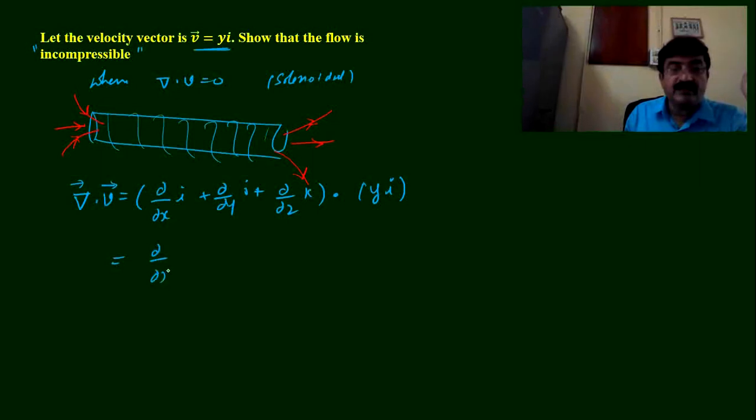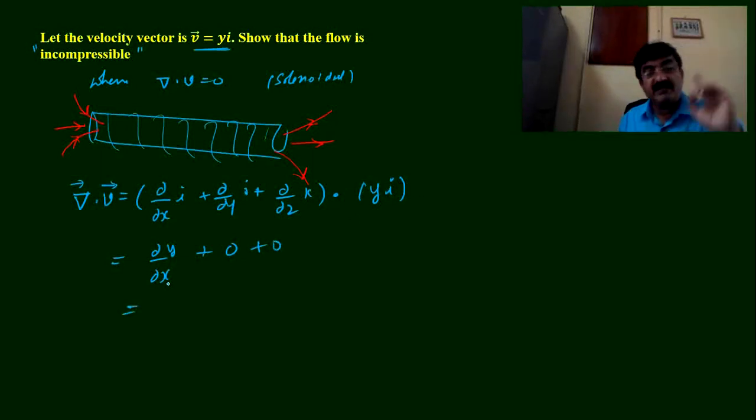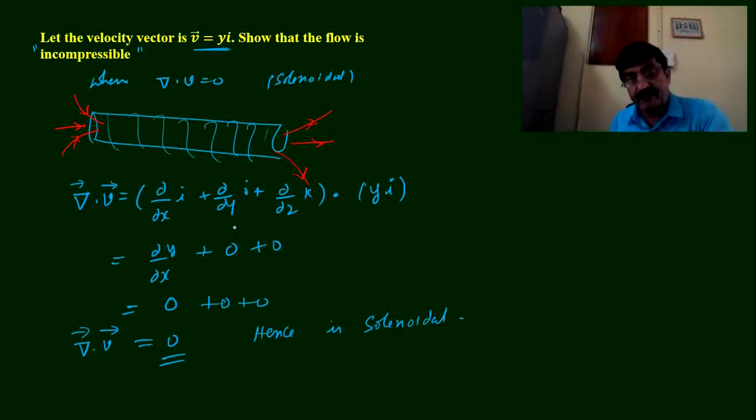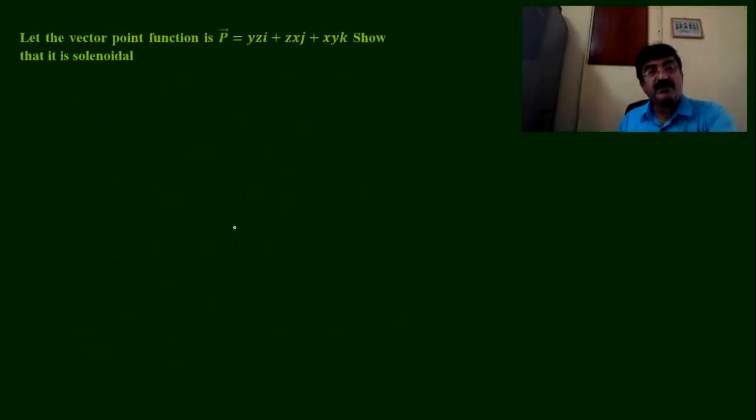Dou by dou x of y, because i into i is 1, plus 0 because there is no j parameter, there is no k parameter. Anyway, this is differentiation with respect to x, but there is no x here, so this is 0. Plus 0 and 0, obviously it is 0. That means del dot v is equal to 0. Hence, the given vector is solenoidal. Solenoidal or incompressible, both are the same meaning. Let me move on to the next question.